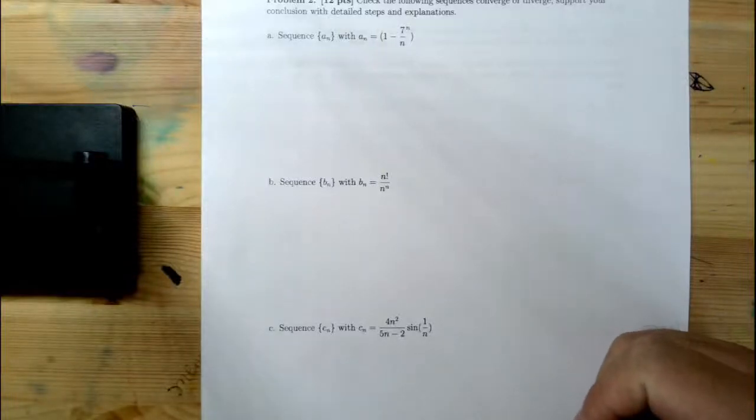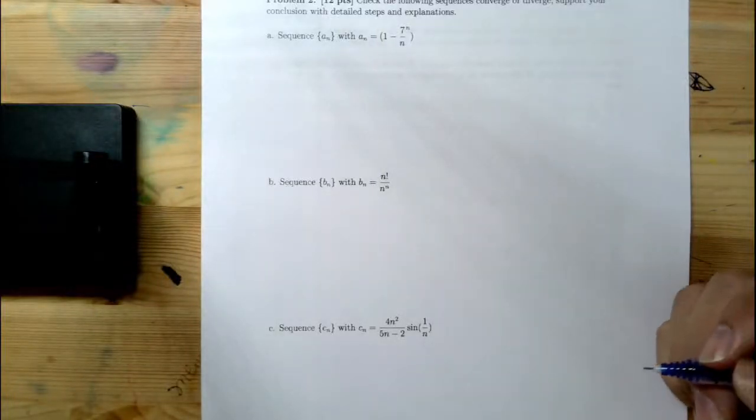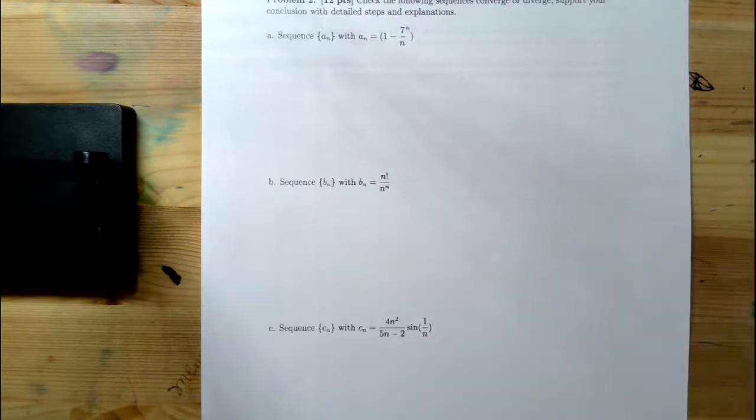Okay, so now let us look at those three sequences and check whether each sequence converges. Let's take a look. The first sequence, a_n, is 1 minus 7^n over n.